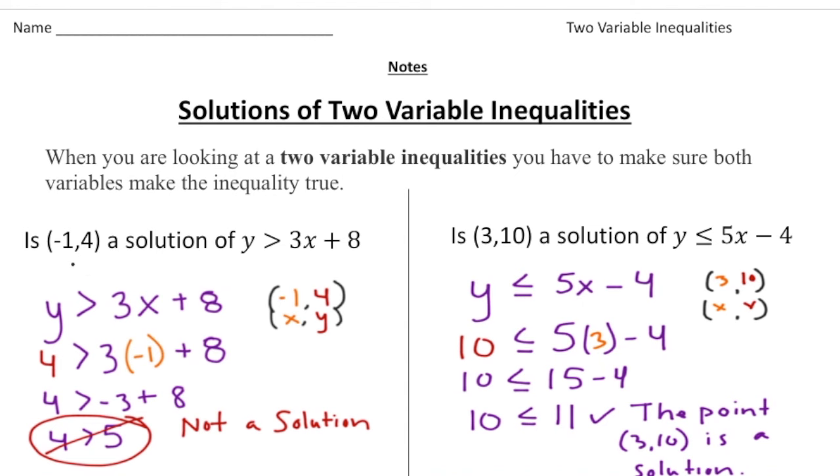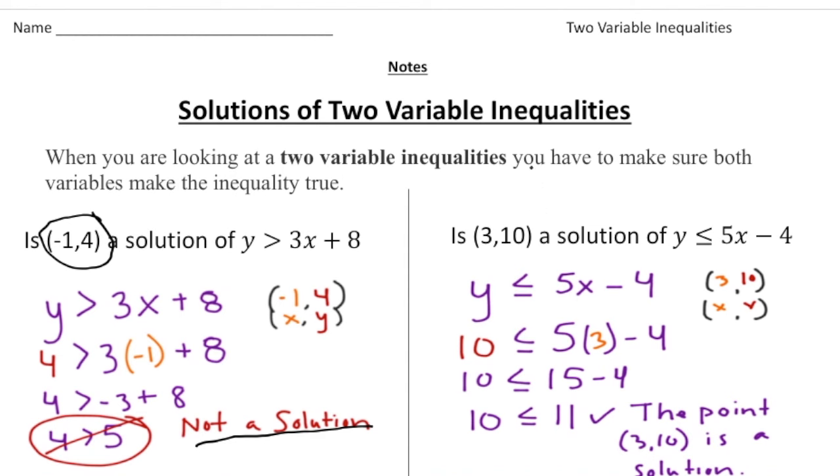The question is: is negative 1, 4 a solution of y is greater than 3x plus 8? I plugged in a negative 1 for x and a 4 for y. When I simplified it, it ends up being 4 is greater than 5. Because that's not true, this is not a solution. So negative 1 and 4 is not a solution of this two variable inequality.